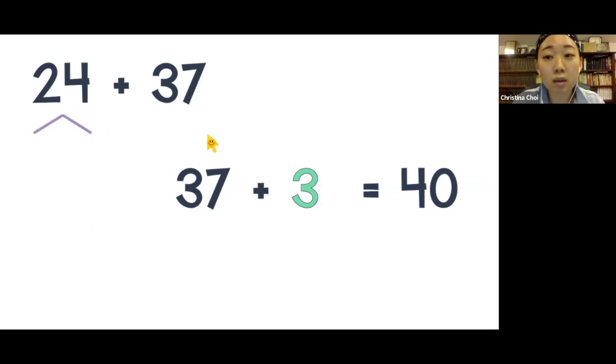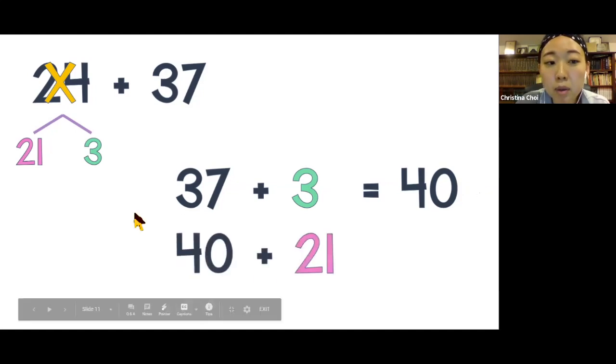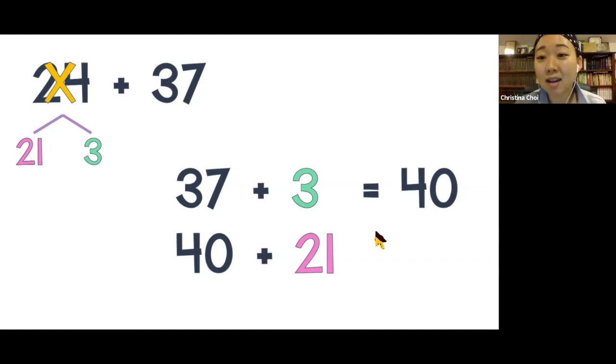So let's see what that looks like in our number bond. I'm going to break off 3, and if I want to break off 3 from 24, it has to be 21. 21 and 3 make 24. So now that we already did the break and we already added it, 40 plus 21, now we have to just add the tens and then add the ones.